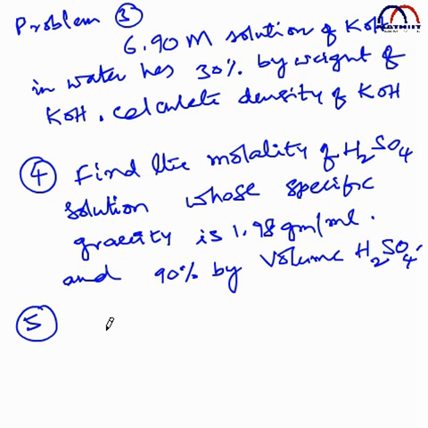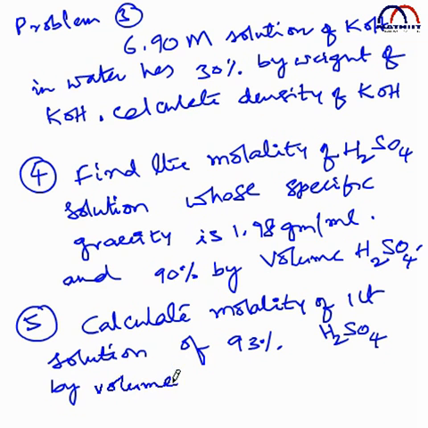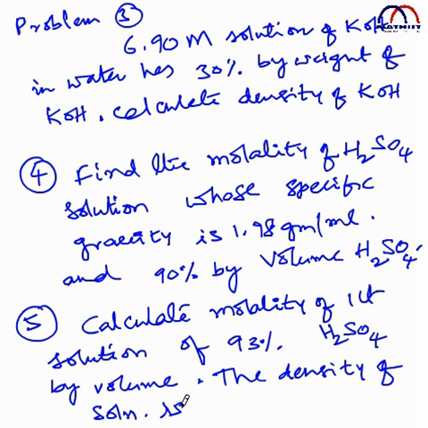Next one: calculate the molality of a 1 liter solution of 93% H2SO4 by volume. The density of the solution is 0.84 grams per milliliter. Okay.